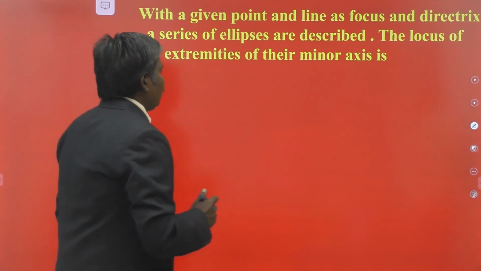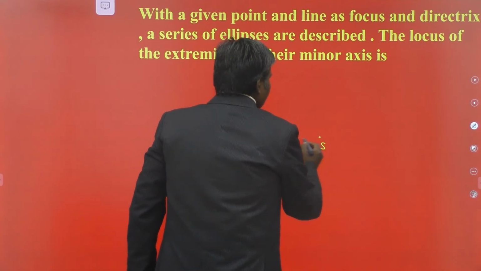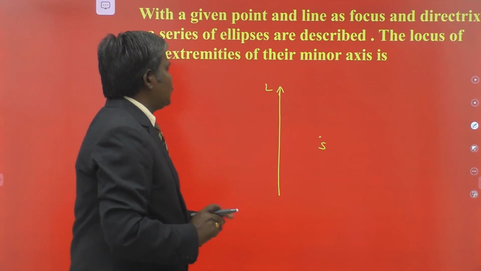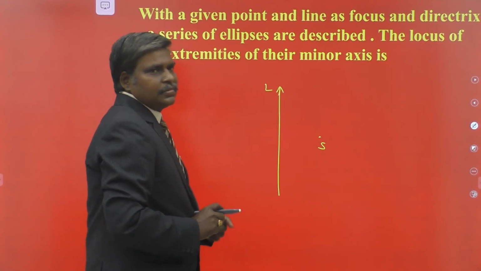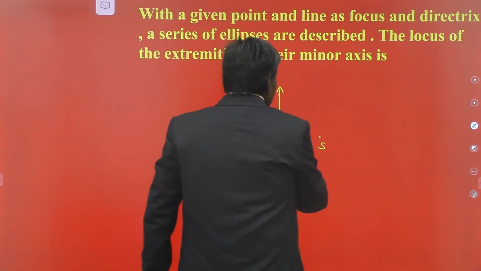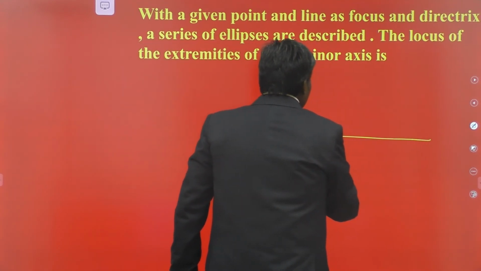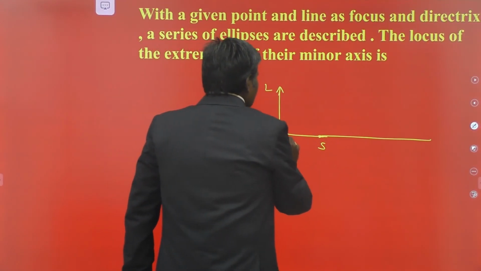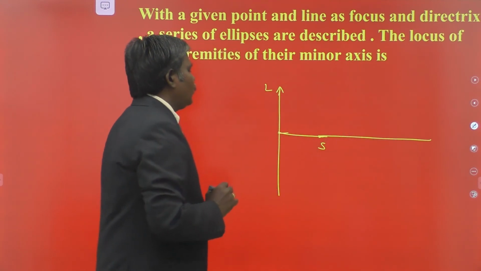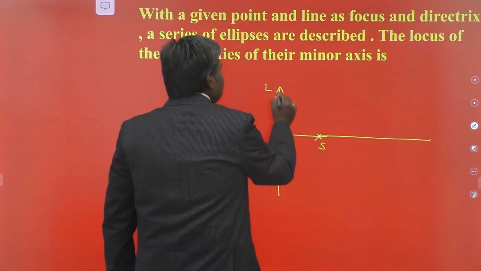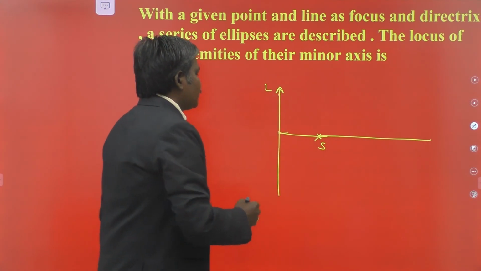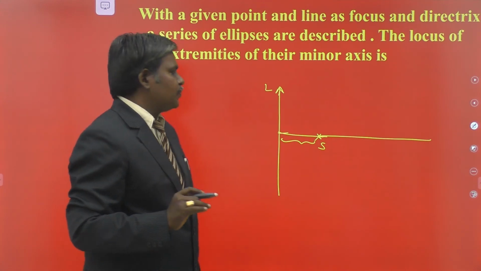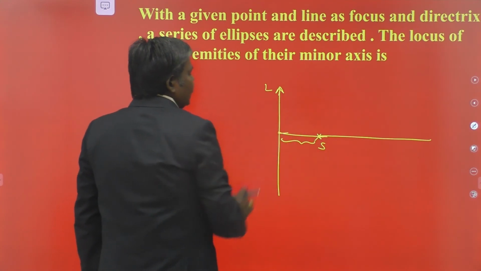Given point, suppose your fixed point is S and your fixed line is say L. This is the focus, this is the directrix. The line passing through the focus and perpendicular to the directrix is what? It is your major axis. Now, these two are fixed. Focus is fixed and directrix is also fixed. So, the distance from focus to directrix, is it fixed or not? It is always fixed.